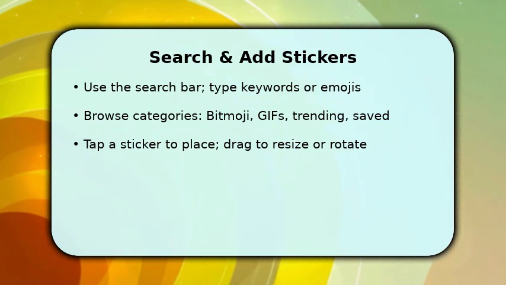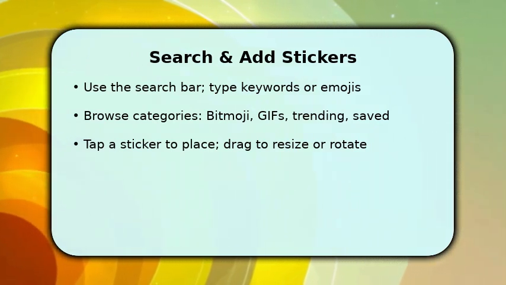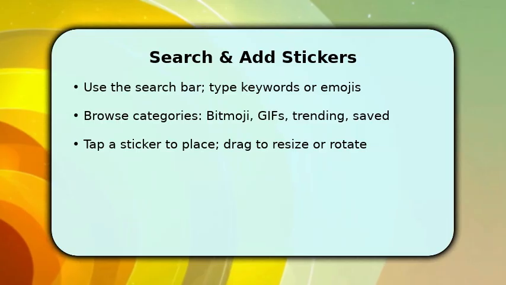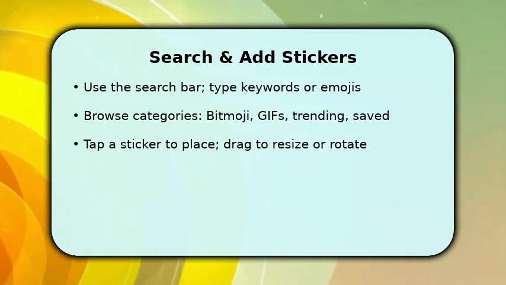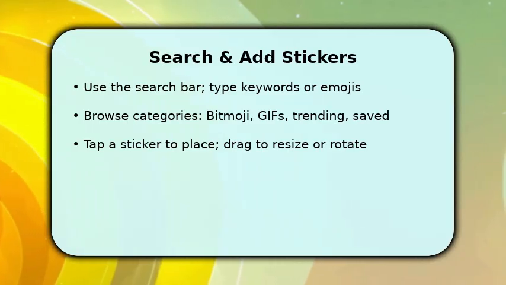Tap the search field and type a keyword, emoji, or phrase. Snapchat matches stickers, GIFs, and Bitmoji. Once results appear, browse categories like trending, saved, or local stickers to find variety.